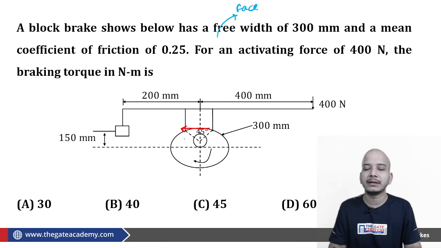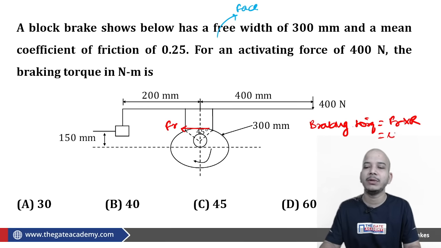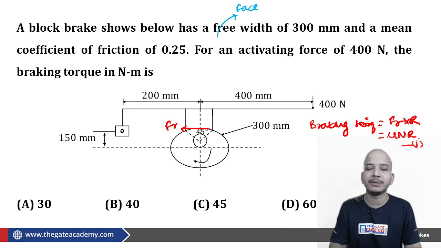As far as friction on the drum is concerned, this is the FBD. Braking torque is how much? Braking torque is Fr into R. Fr is how much? Mu into N into R. Fine. The point is you have to determine the value of N. From where are you going to determine the value of N? You can determine the value of N only from the free body diagram of this block lever arrangement.